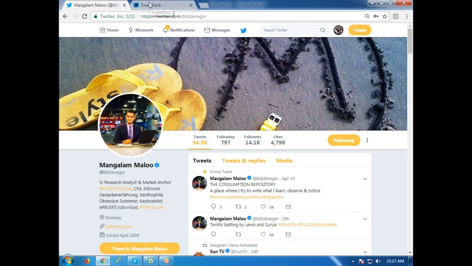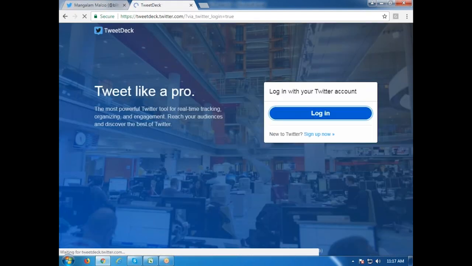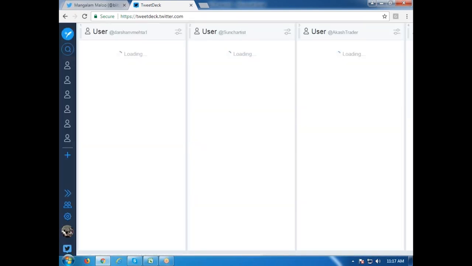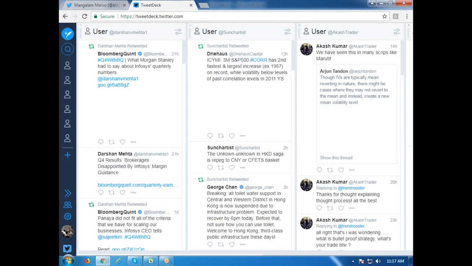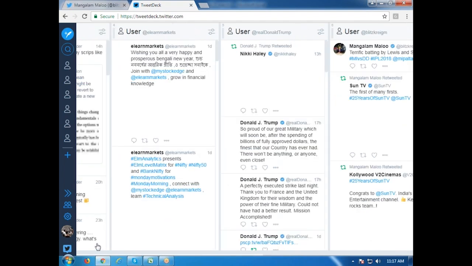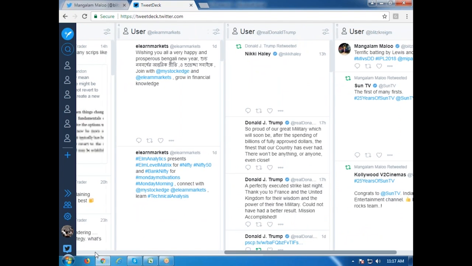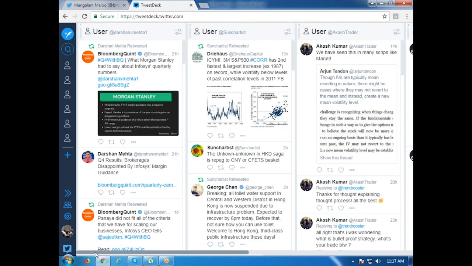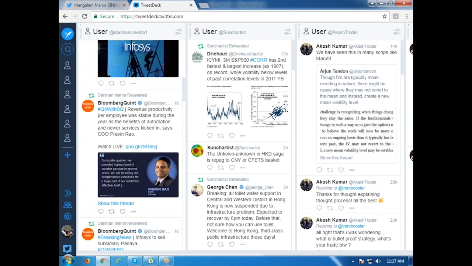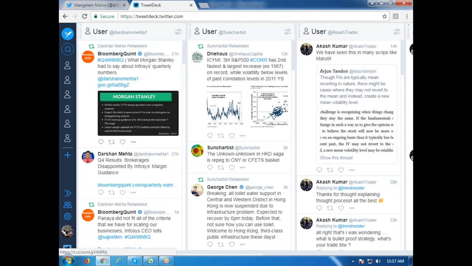Helps me a lot. While my trading screen is on, I keep this on. This is called TweetDeck. So you can concentratedly follow a couple of people. Let's say I am following Darshan Mehta in this. Whenever he tweets, it will come on my profile. So only Darshan Mehta in this, and then there is Sun Chartist.